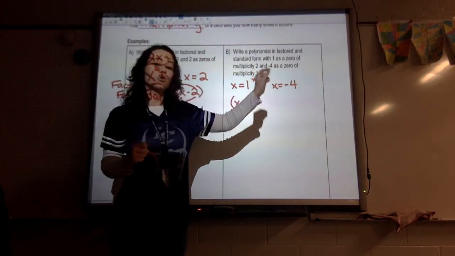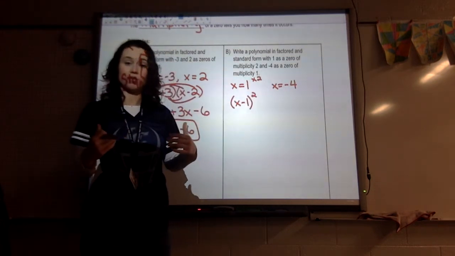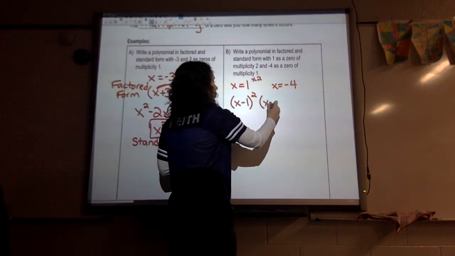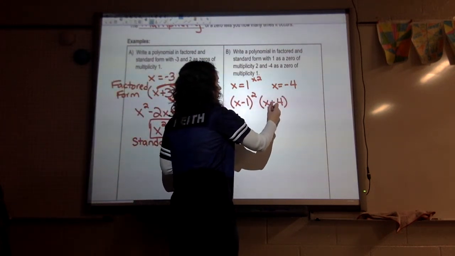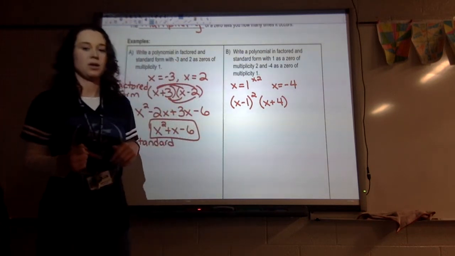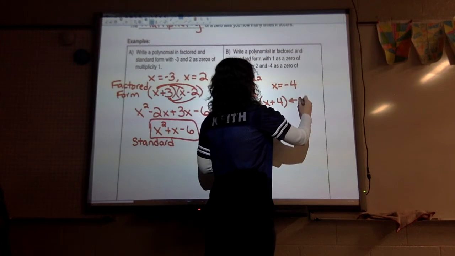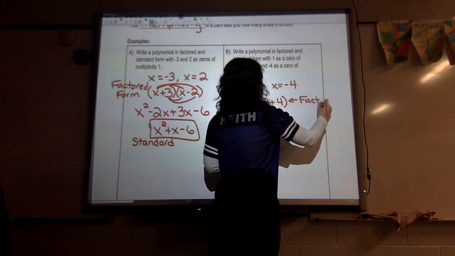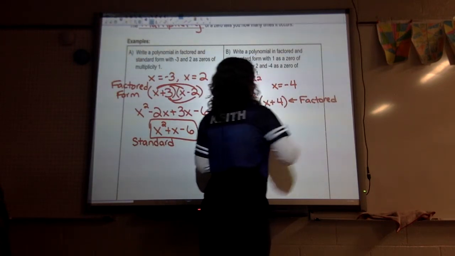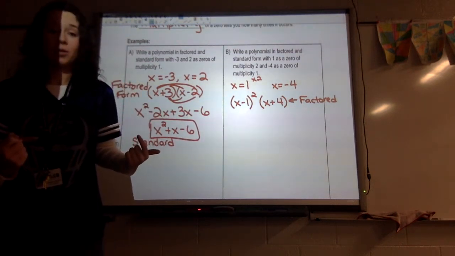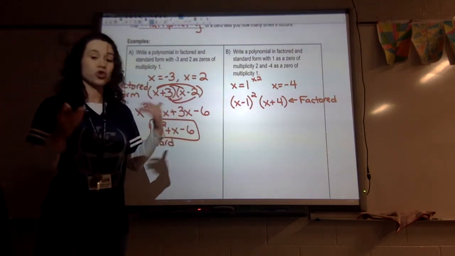Okay? Same thing over here. If x equals negative 4 was my solution or my 0, that's what I got when I actually solved, then my factor that came from would have been x plus 4. If it asks you for factored form, you're done right there. There's my answer. Okay.